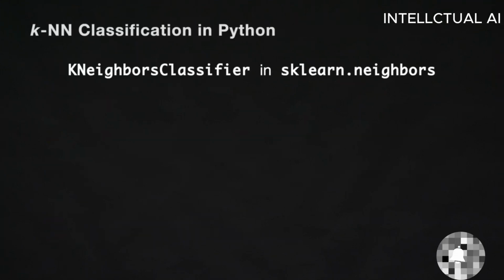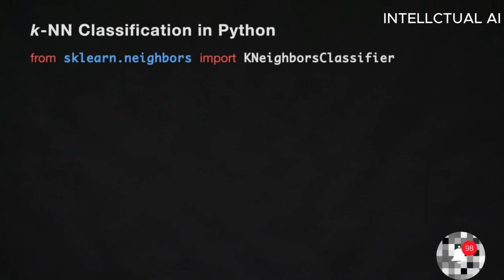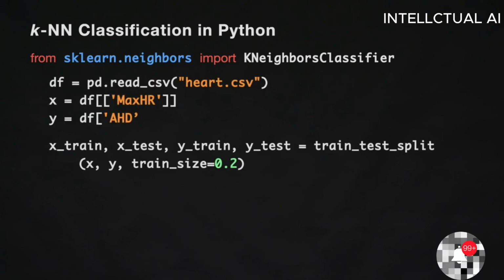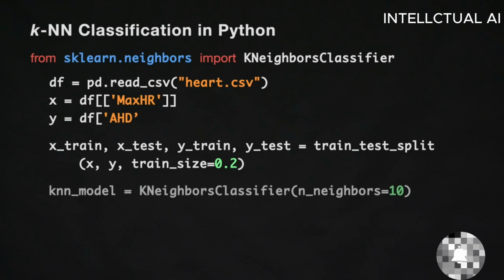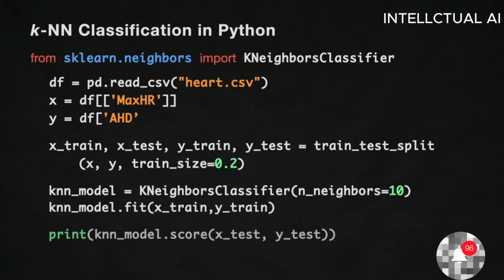Performing KNN classification in Python is done via KNeighborsClassifier in sklearn.neighbors. We first import the module KNeighborsClassifier. After loading the data and doing the usual train-test split, we first call the class constructor and define the number of nearest neighbors. We then can use the fit method to train, and finally we can predict and get the score using the .predict and .score methods.